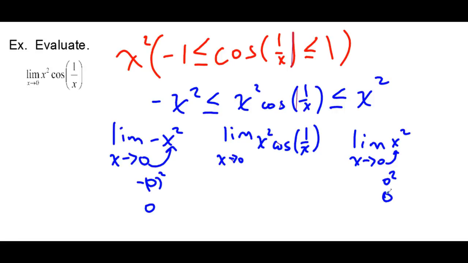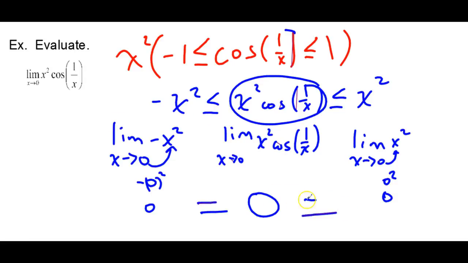Well, because of the squeeze theorem, I know that this function, the x squared cosine of 1 over x, has to have a value between these two values. Since these two values are equal, I know that this middle value must also equal 0. Hence, I've now found the limit as x approaches 0 of this function that was undefined at the value of 0. It's 0. And that's how we can use the squeeze theorem.